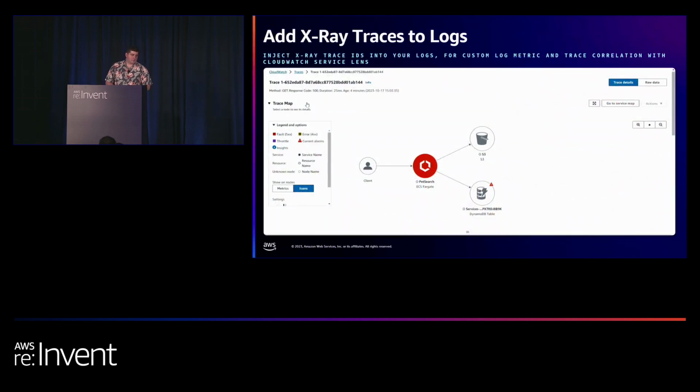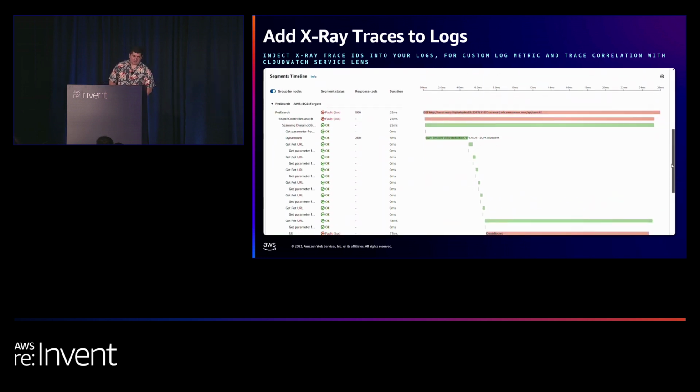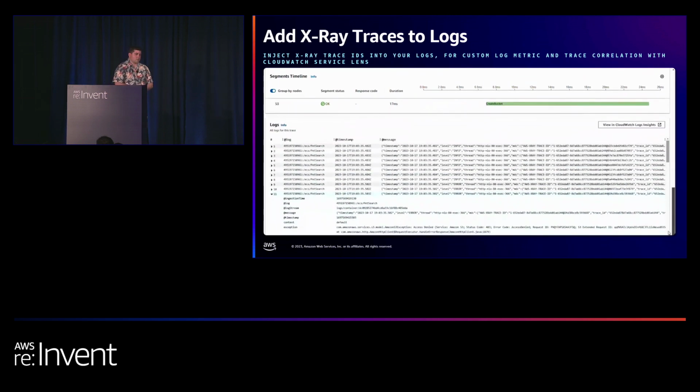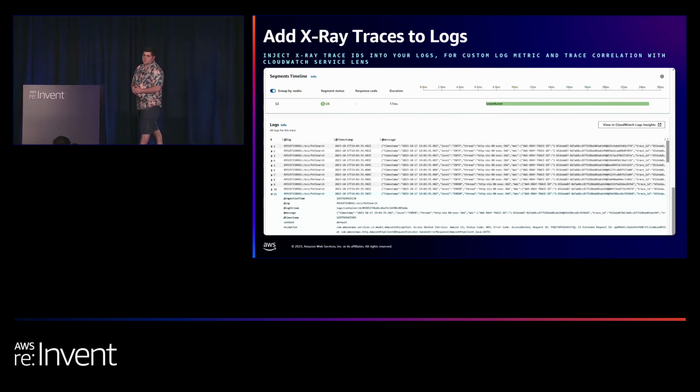And then lastly, for ingesting and enriching these logs, the last thing I want to cover is adding X-Ray traces to your logs. This is a really big takeaway, because what it allows you to do is inject the trace ID into your logs. And then within your X-Ray traces, you say what log group to look at. And what this enables is custom log, metric, and trace correlation within ServiceLens. And this happens for you.